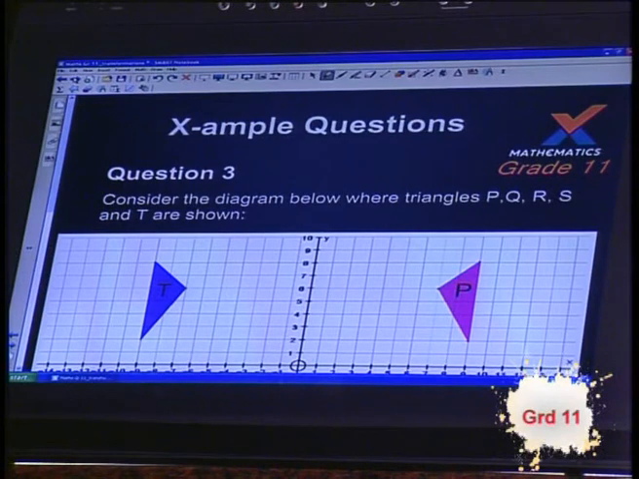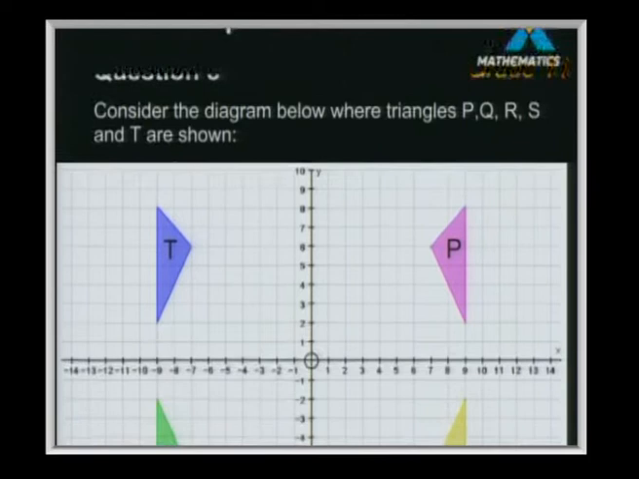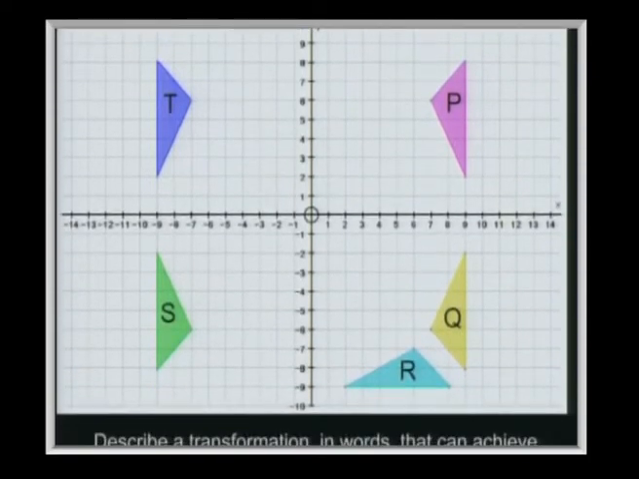Here is question 3. Now, question 3 has a whole bunch of colorful triangles labeled P, Q, R, S, and T on it. And what we're going to need to do is to describe transformations in words. So this is where you're going to have to use words like rotate, 90, 180, 270, clockwise, anti-clockwise. Use words like reflect around the y-axis, or around the x-axis, or around the line y equals x, or the line y equals minus x.